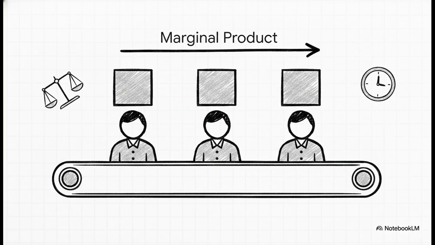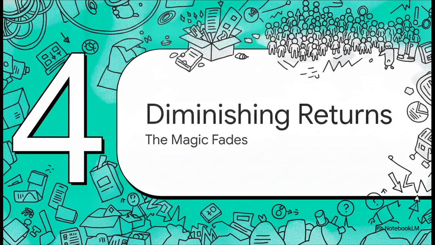Every additional worker you hire is adding the exact same amount of output as the previous one. So your marginal product is flat or constant. It's stable, it's predictable, and it's highly, highly efficient. But things don't stay perfect forever. Let's look at Section 4.